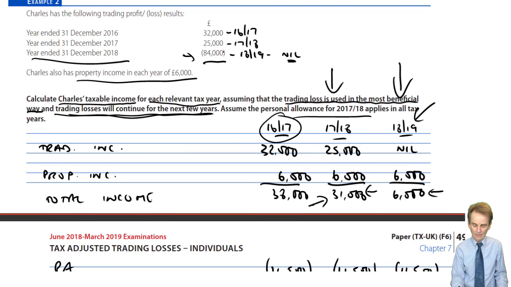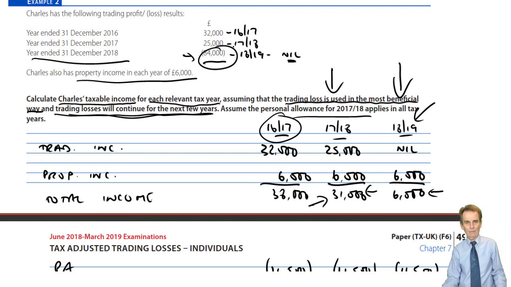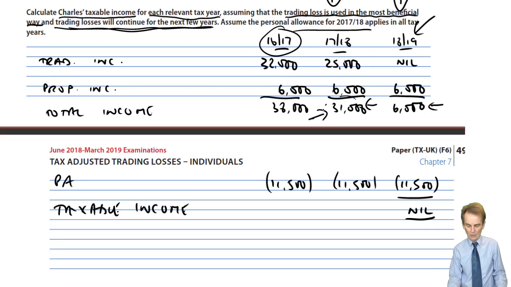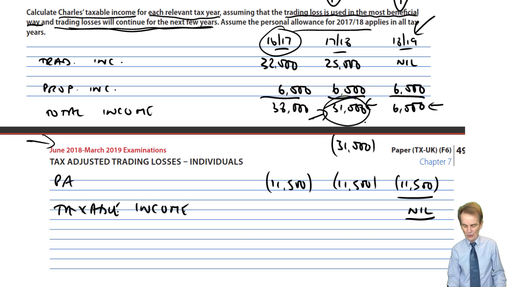How much loss do we have? We have 84,000. That means as the loss is bigger than the total income, the 31,000 we see here, then there is only one possibility. You will set off against all of that total income of 31,000. The loss would go in the gap here after total income. It would go against that 31. You can't just use sufficient of the loss to bring that 31,000 down to 11,500. It's not an option. We'd love to be able to do it, but we're not allowed partial claims.